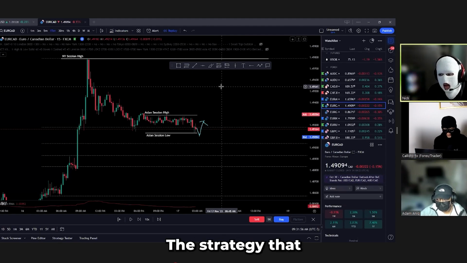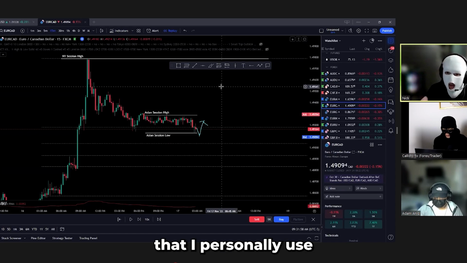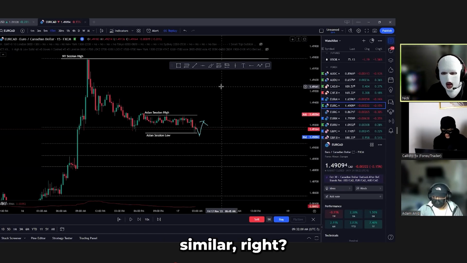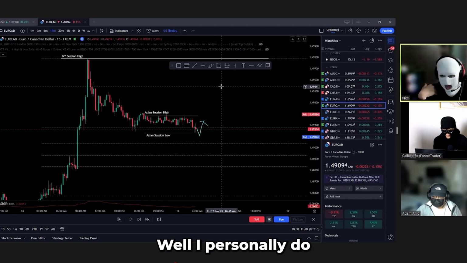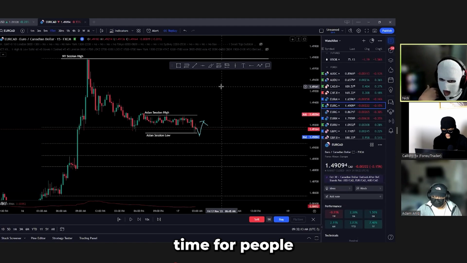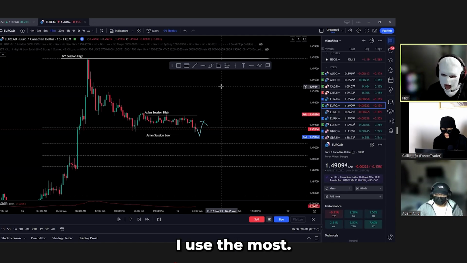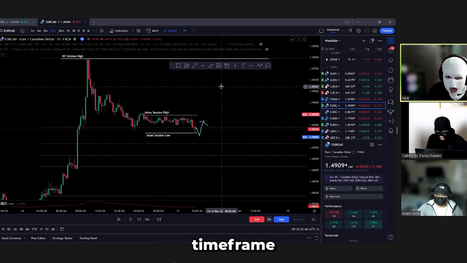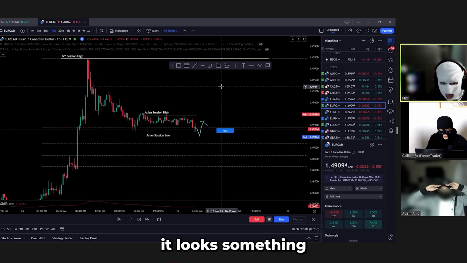The strategy that I personally use is something similar, right? Instead of using the 15-minute candles to look for confirmation, because sometimes the 15-minute candle can be huge, right? And the price goes already, right? What I personally do is I go onto the 5-minute time frame or the 3-minute time frame or even the 1-minute time frame. I don't use the 1-minute time frame anymore, but 5-minute time frame is the one I use the most. So I go on the 5-minute time frame, and what I do is I look for that break of structure. It should look something like this.